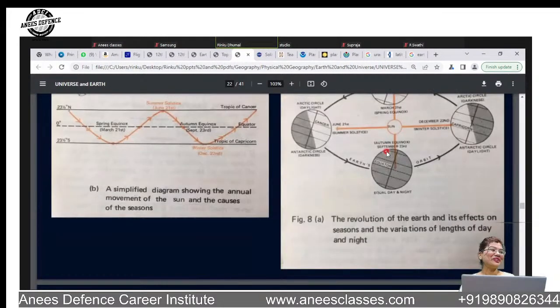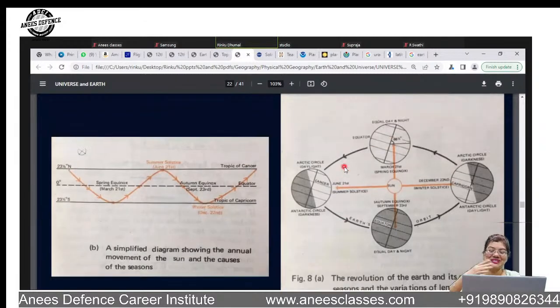Now this is the varying lengths of day and night. You have to understand that as you go upwards, away from the equator, the length of day and night keeps on increasing and decreasing depending upon the season.